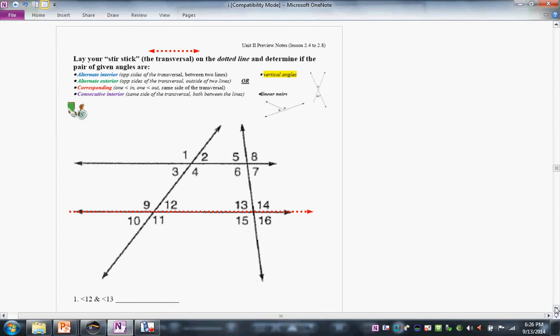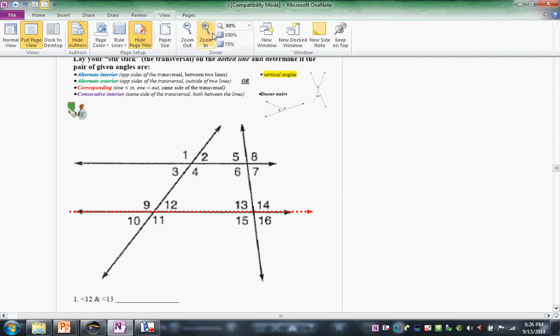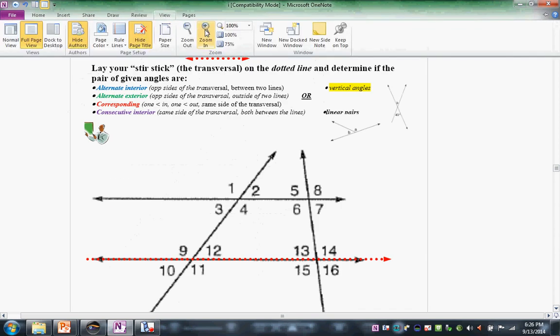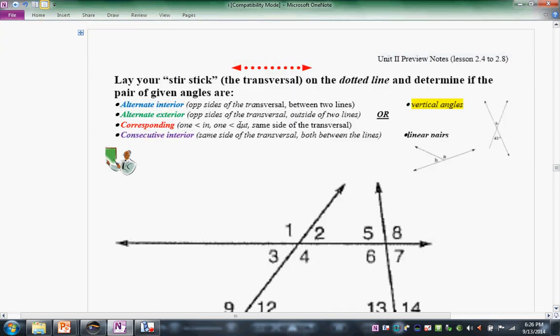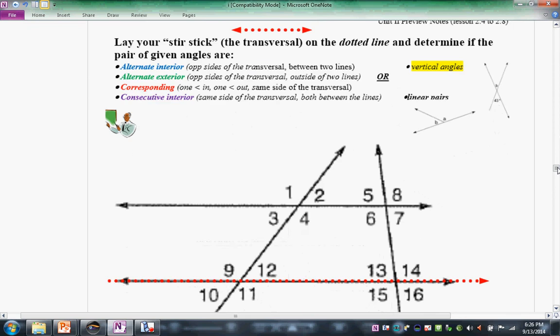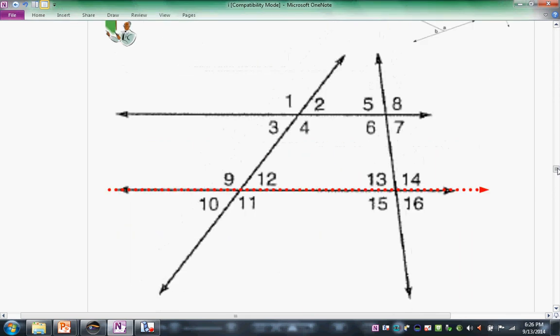We're going to do one together here. It says lay your stir stick on the dotted line and determine if the pair that's given is going to be alt in, opposite sides of the transversal but between the lines, Alt X, alternate exterior, corresponding, consecutive interior, or vertical angles or linear pairs. So it could be any one of those 6, and we're going to put our stir stick right there and determine what kind of angles those are.